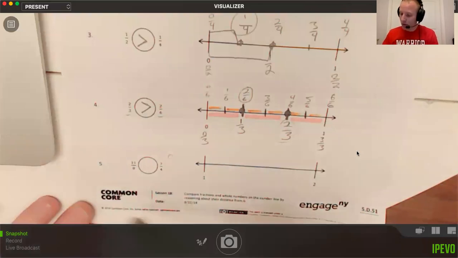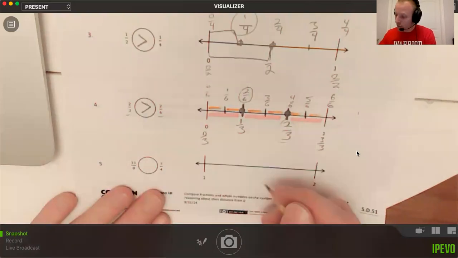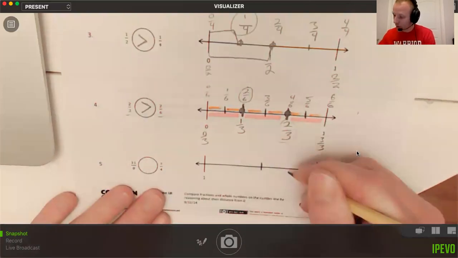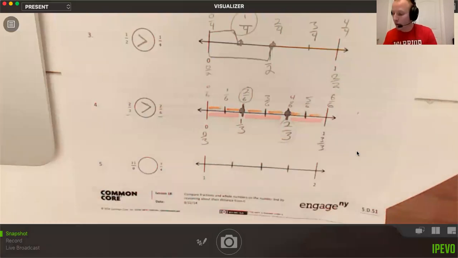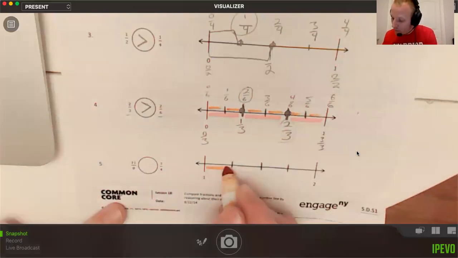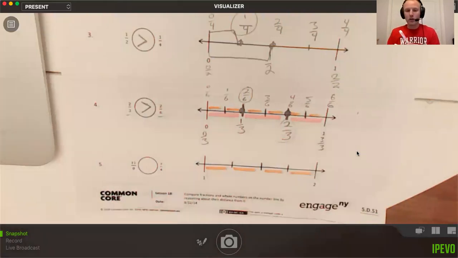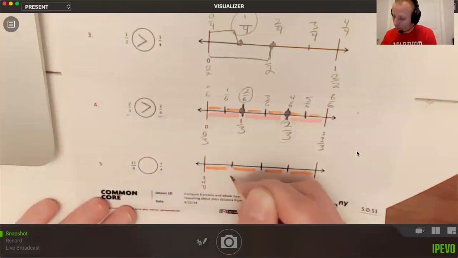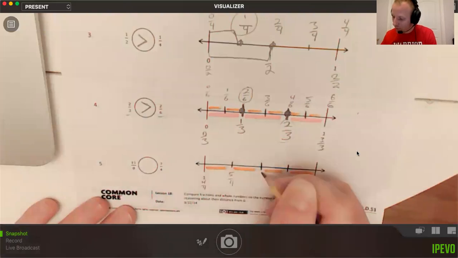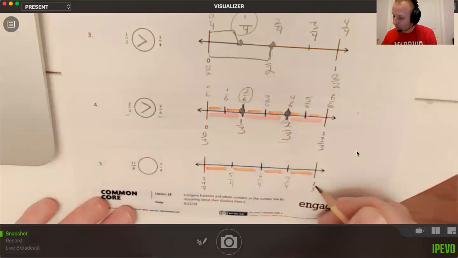So let's split it into fourths first and then into eighths. So 1 to 2. So split into 4 parts. I can do this. And again, I'll color code them for you to show you that there are 4 sections there in orange. And this is 4/4 equals 1, 5/4, 6/4, 7/4, and 8/4.